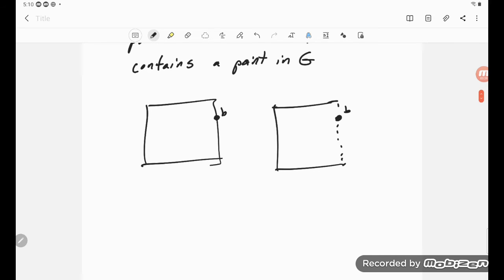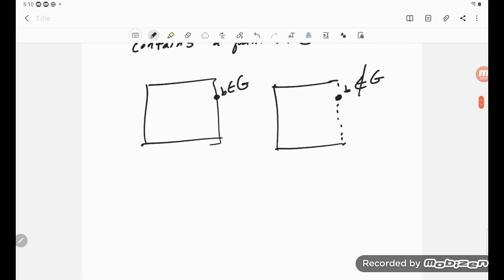Then this B, even though it's not in G, so I'm going to say not an element of G, and this one is an element of G, these are both boundary points. Okay, because as I make those open disks, this still contains some elements of G. So it's where you would draw the boundary if you didn't actually have the boundary there.